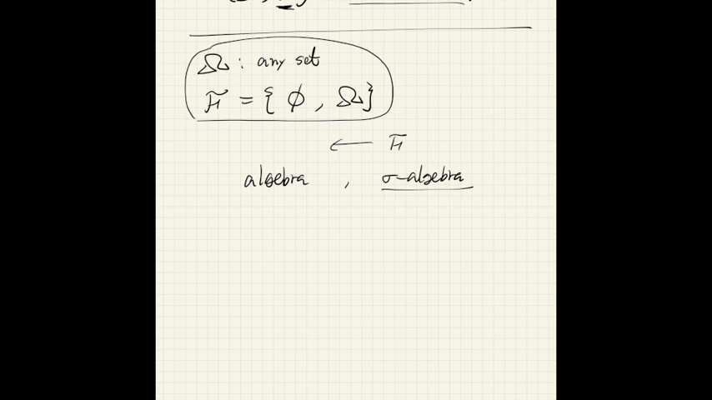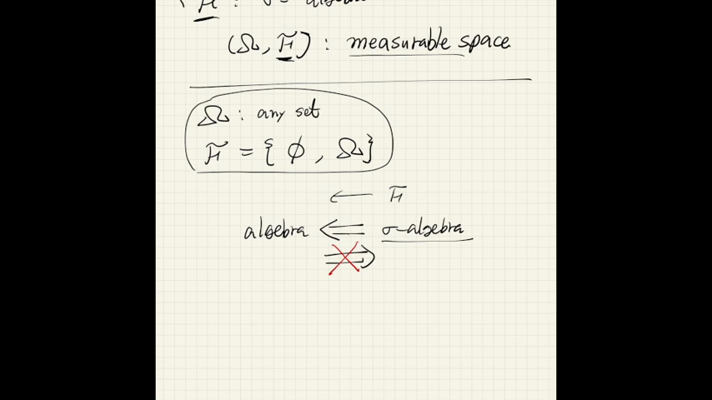But not vice versa. So if it is a sigma algebra, then it is also an algebra. But not all algebras are sigma algebras, so this does not hold. Okay, so be careful. And I think it is an exercise to prove that this is indeed an algebra.